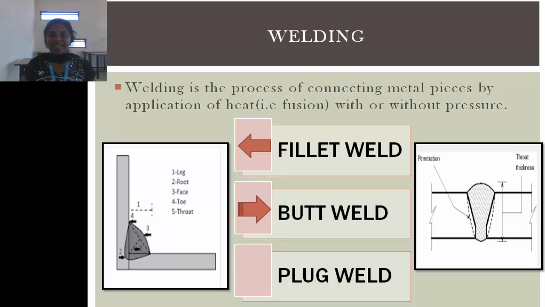So what is welding? Welding is the process of connecting metal pieces by means of application of the heat with or without pressure. This application of heat is nothing but fusion. So there are three types of welding. One is the fillet weld and the other is the butt weld and the other is the plug weld. The leftmost picture shows you what is fillet weld and the rightmost picture shows you the butt weld. This fillet weld is nothing but connecting two plates at right angles. That is the fillet weld. Butt weld is like 180 degree. Placing adjacent plates can be welded by means of butt weld.